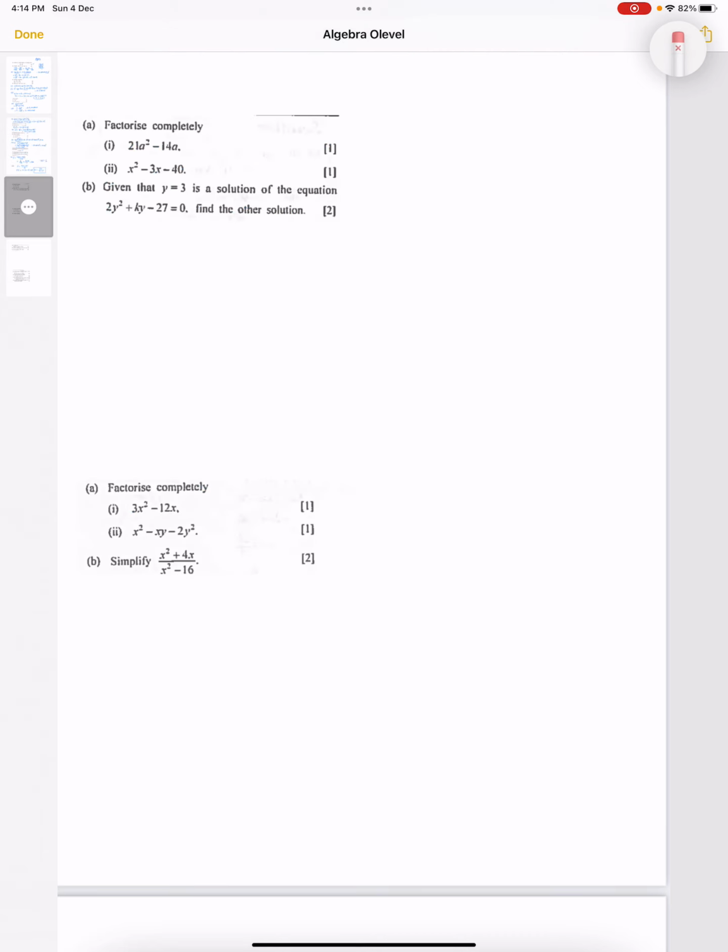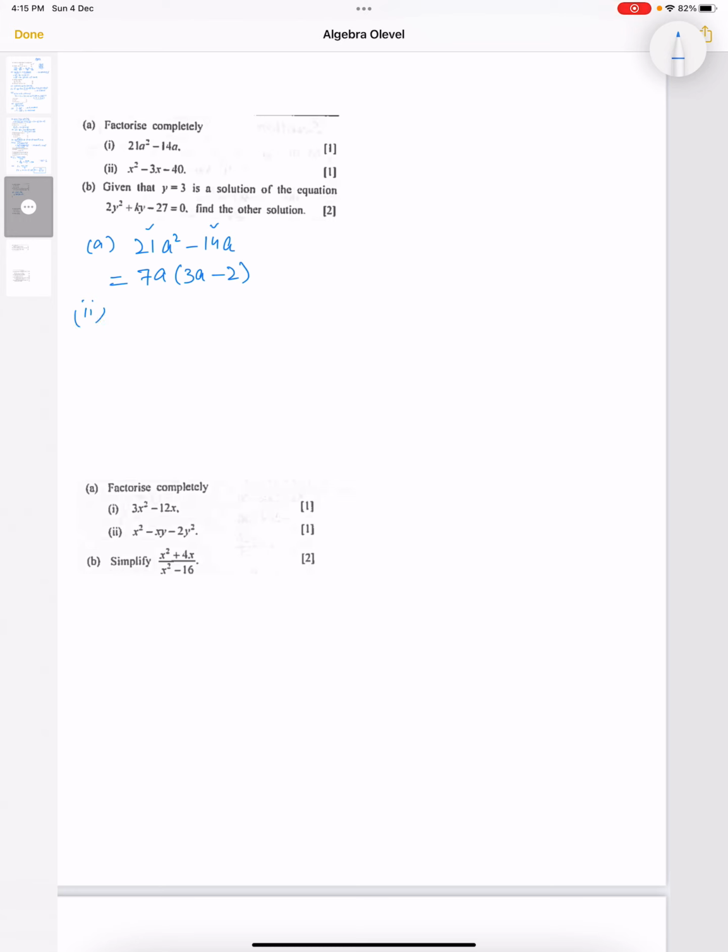Now the next question. Again, factorize completely 21a square minus 14a. The first rule of factorization is taking common, and we see clearly both 21 and 14 are multiples of 7. So 7a is common. In place of the first term, we will have 3a, minus, here we have 2. That's it. That's the answer.